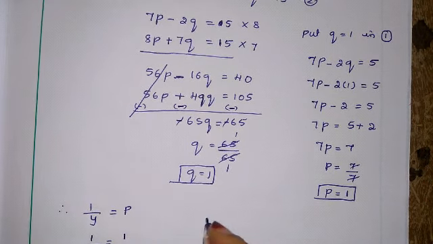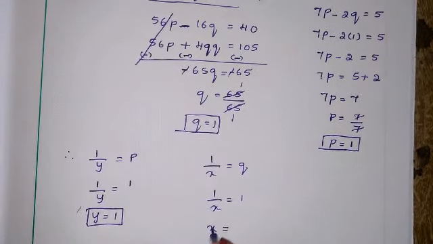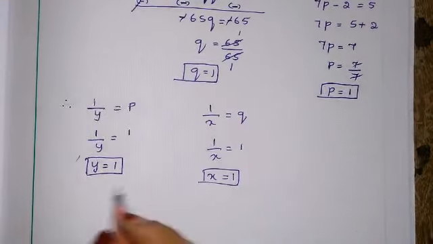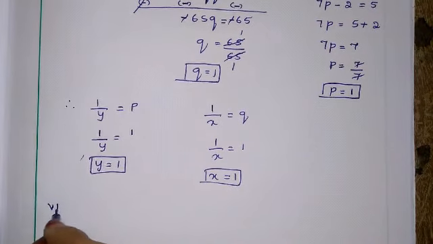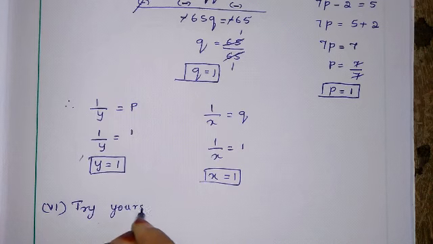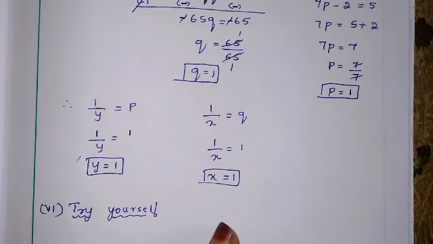It will become 1 only now. 1 by x is equal to q. 1 by x is equal to 1. So x also is nothing but 1. So here we got x and y value. I told you in the question only, sixth one is exactly similar. So try yourself. Unless and until you try yourself, you will not understand how to do the problem.